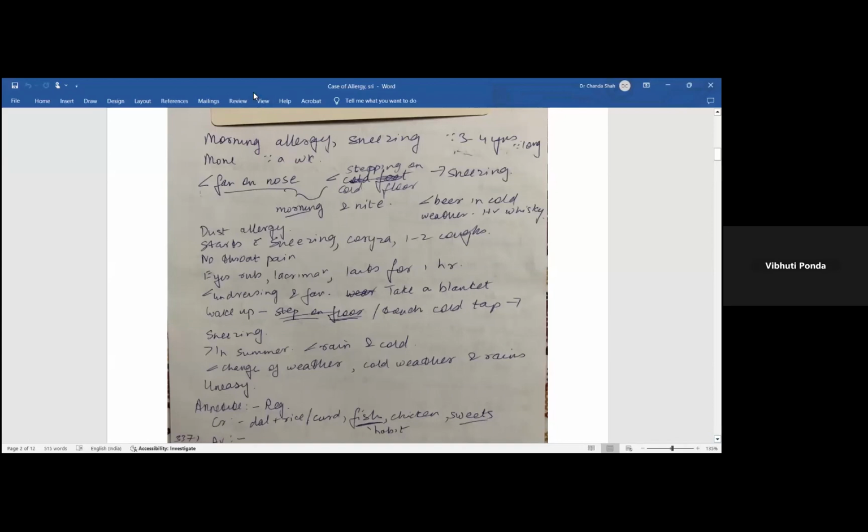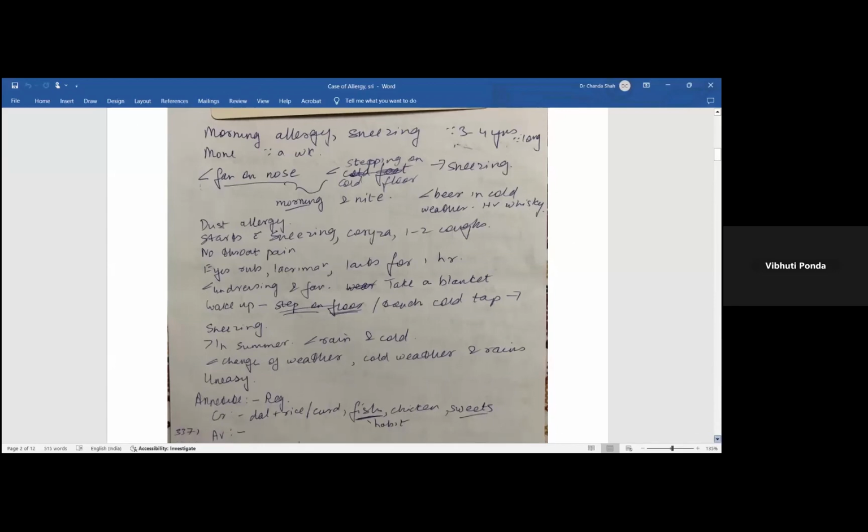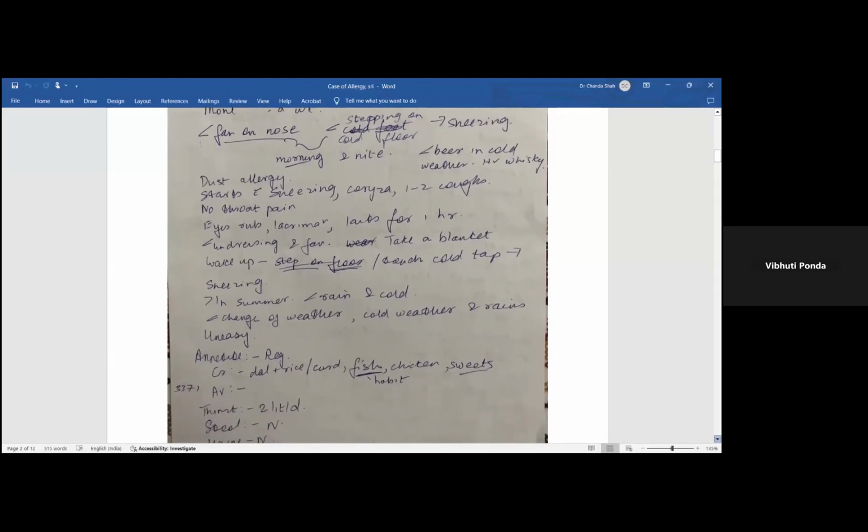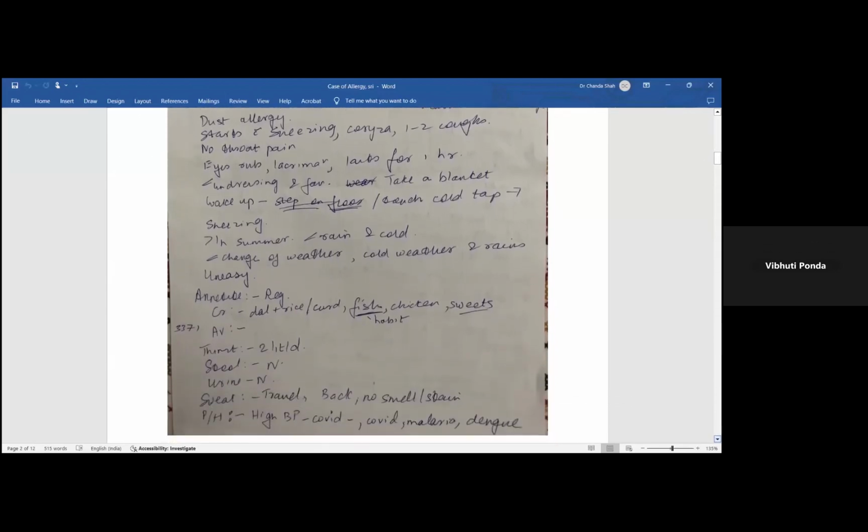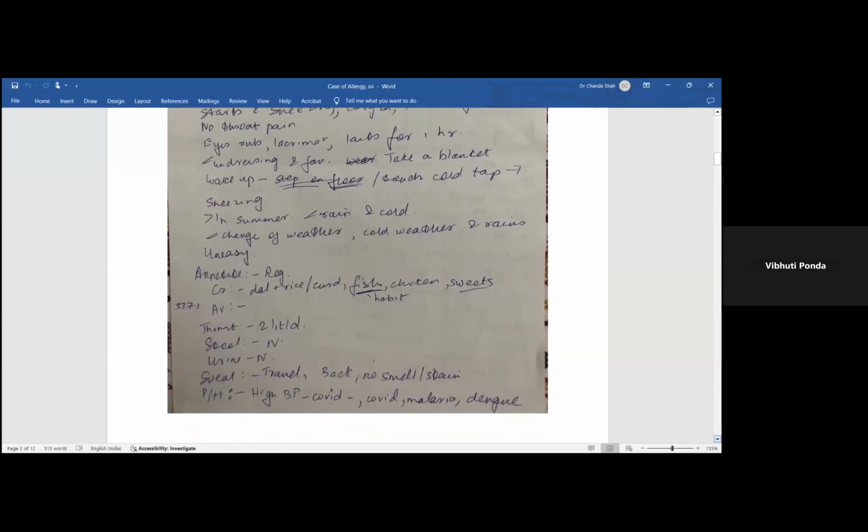Besides this, he also has dust allergy, which also starts with sneezing and coryza, and there are one or two coughs. But there is no throat pain. He rubs his eyes, there is lacrimation, which lasts for about an hour. It is also aggravated by undressing and fan, so he takes a blanket. On waking, when he steps on the floor or washes with cold tap water, the sneezing starts. He's better in summer. It is also more during the rains and the cold weather or change of weather.